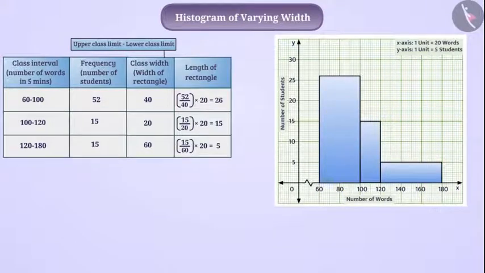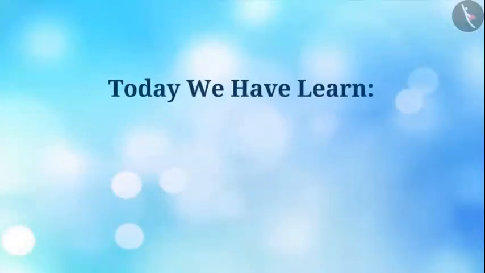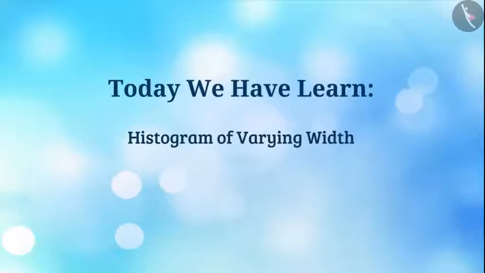Now, stop the video and find out whether the area of rectangles in this histogram is proportional to the frequencies or not. Try it. You must know that now the area of rectangles is proportional to frequencies. Hopefully, you can now draw a histogram of varying width for a grouped frequency distribution that has different widths of class intervals. Today we have learned histograms of varying width. In the next video, we will see some examples of histograms.